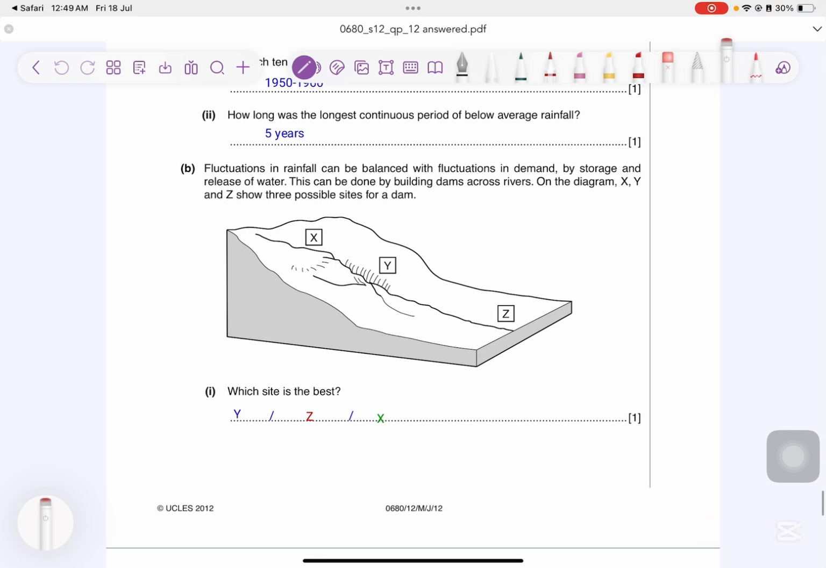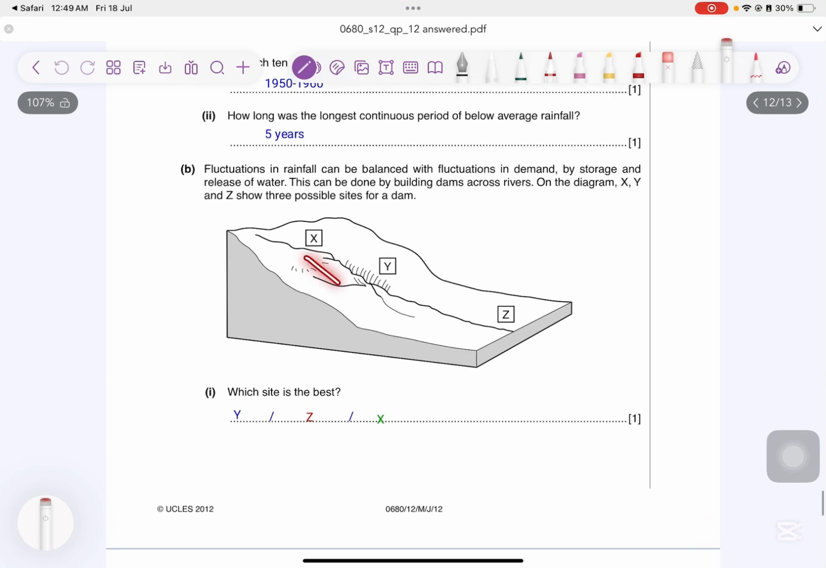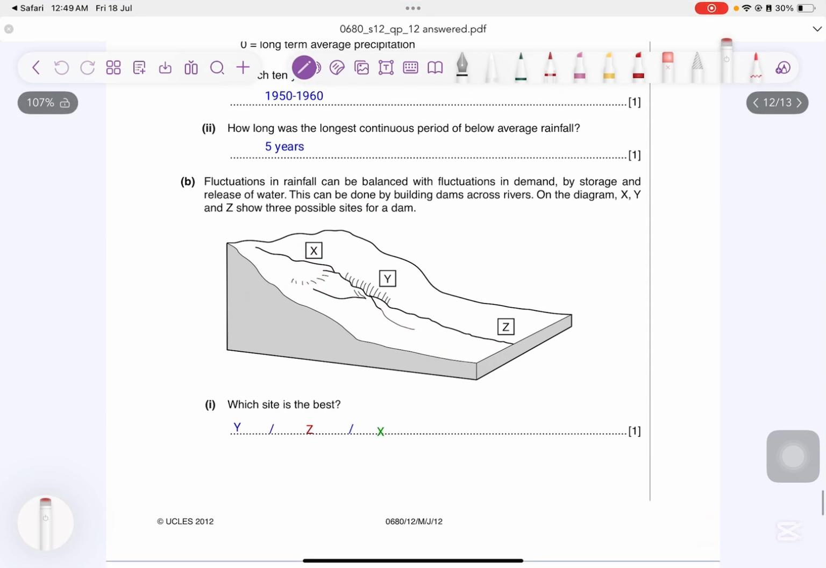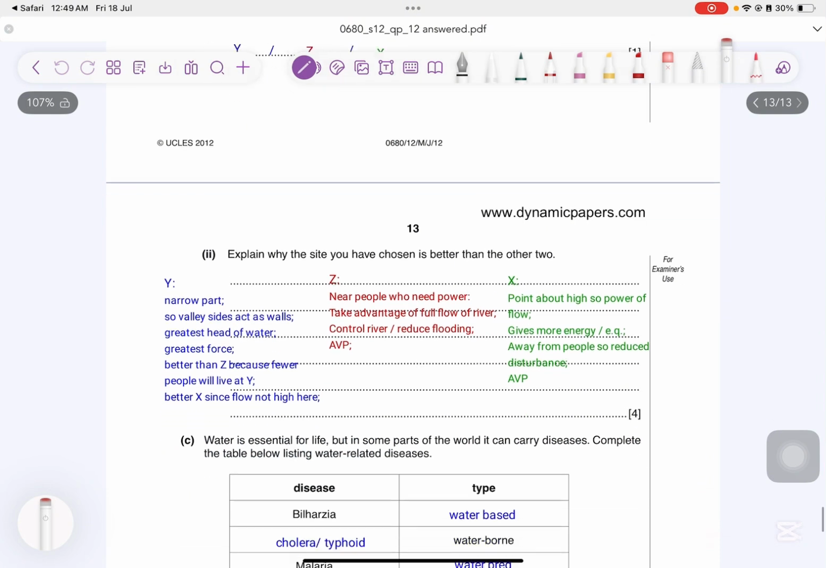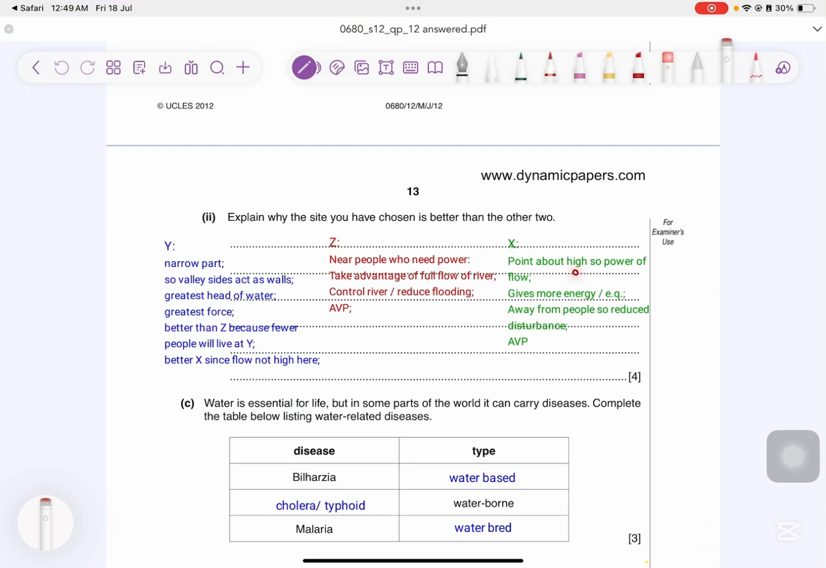On the diagram, X, Y, and Z show 3 possible sites for the dam. 3 answers are correct, but they will only count when you support your answers. I wrote them in 3 different colors, but the best site I'm going to take is X. Okay, so let's mention X together. Let's see why X is a good site. X is good because it's at a high point, so the power of flow gives more energy there. It's away from people, so it reduces any disturbance, and you can say any valid point you have in your mind.